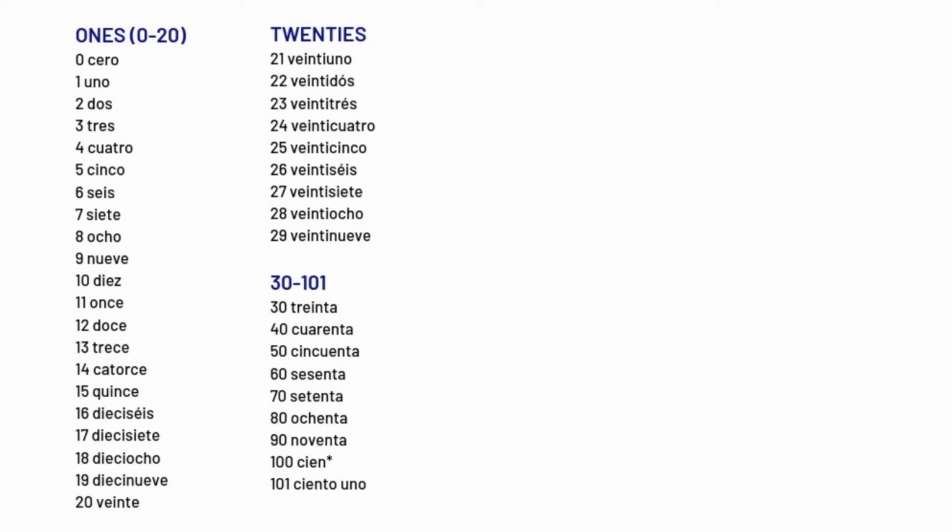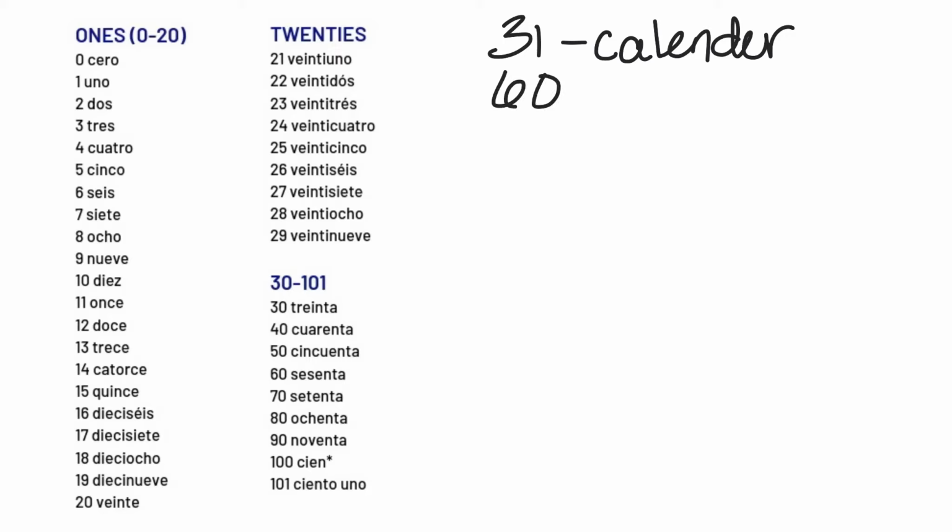For this video, we're going to practice numbers 0 through 100. We really need up to at least 31 to be able to talk about the monthly calendar. And then we also need up to 60 to be able to talk about time, if you're going to specify 1:59 in the afternoon, for example. And then up to 100 is going to be really useful for talking about prices.